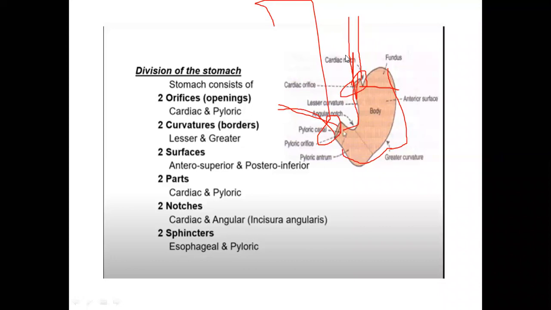And then we got two orifices, two surfaces, two curvatures, and then we got the ligaments. At the lesser curvature, the lesser omentum is attached. At the greater curvature, the greater omentum is attached. Also, at the fundus area, two ligaments are attached. One is the gastrophrenic ligament and one is the gastrosplenic ligament. Another ligament or peritoneal fold is there, that is the gastropancreatic fold.